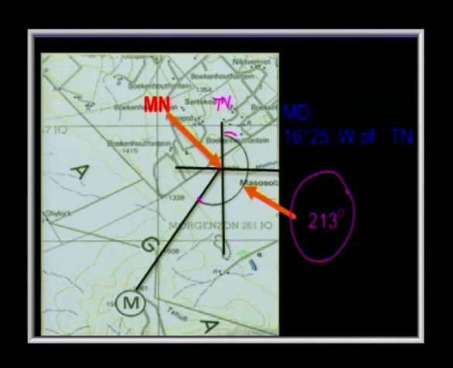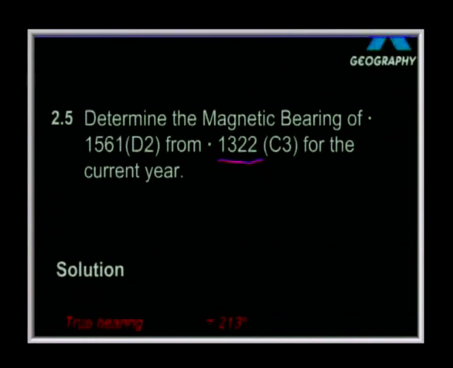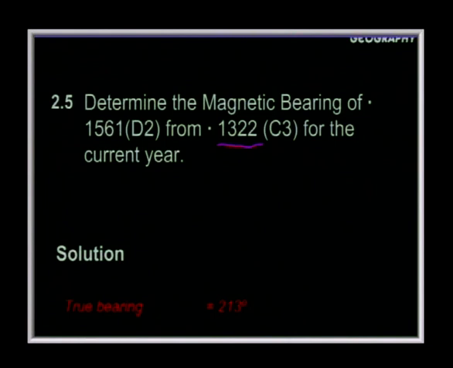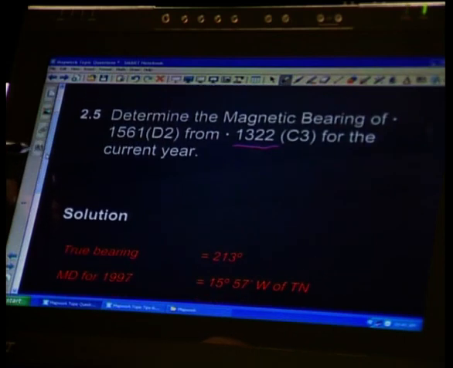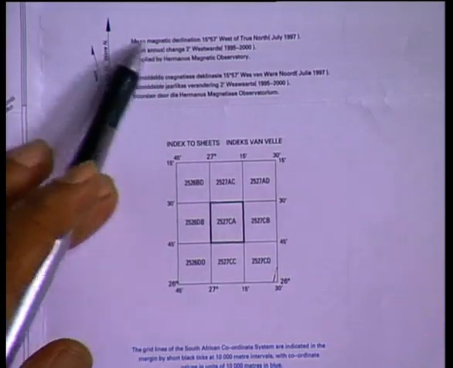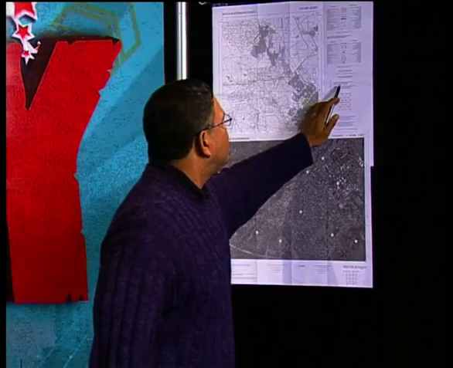The next step is to measure the magnetic declination. Remember, we're measuring for the current year. I've worked out already my true bearing, which is 213 degrees. And then I need to work out my magnetic declination. First step, I need to look at what is the magnetic declination on the map. And obviously, you're going to use the information found next to the arrows. And the information there states that the magnetic declination is 15 degrees, 57 minutes west of true north.